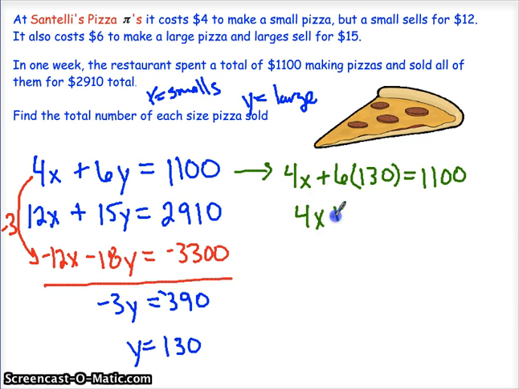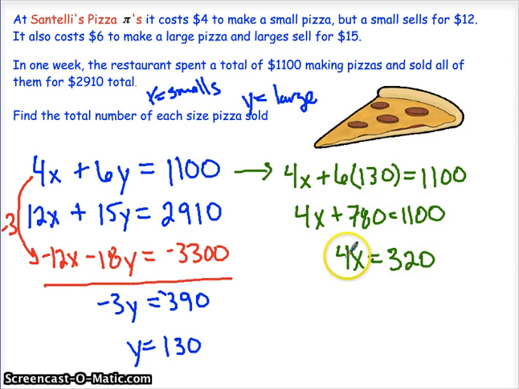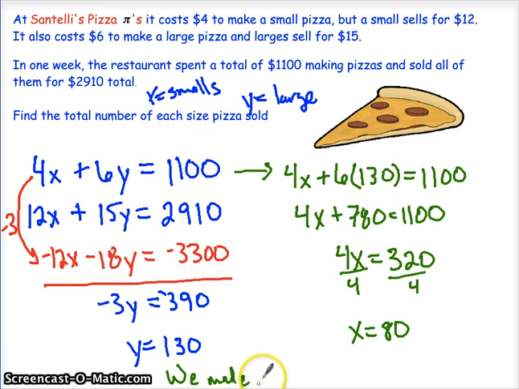which means 4x plus 780 equals 1,100. 4x equals, well, $20 would make this 800, so if we subtract that off, that should be 320, and divide by 4, and we should have made 80 smalls. So, final answer, we made 80 small and 130 large pizzas.